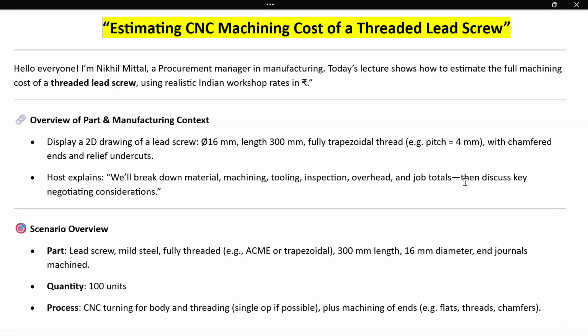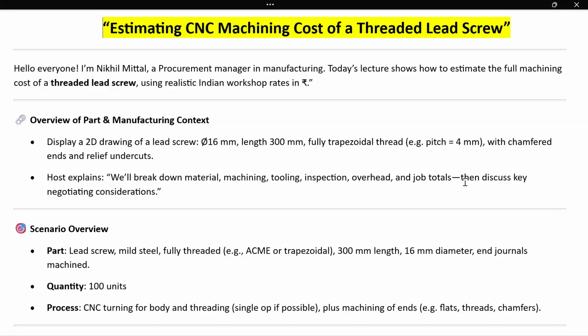So today's lecture is about how we can estimate the full machining cost of a threaded lead screw using a realistic Indian workshop example. Overview of our part and machine characteristics. First we will look at the 2D drawing of a lead screw with a diameter of 16 mm and a length of 300 mm, a full trapezoidal thread with a chamfered end and relief undercut.